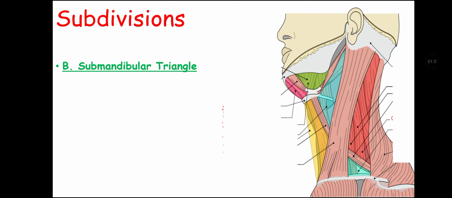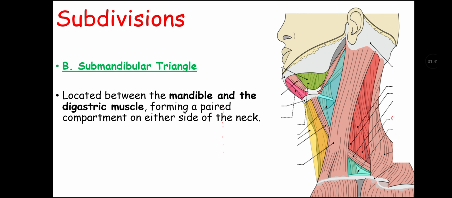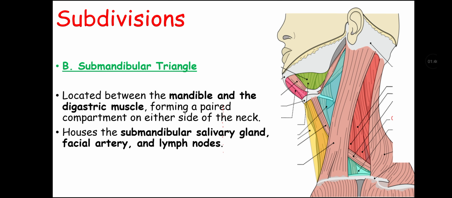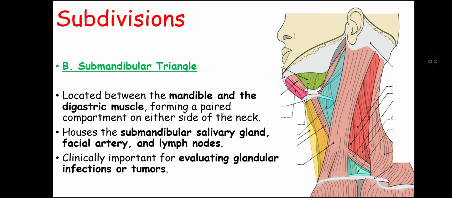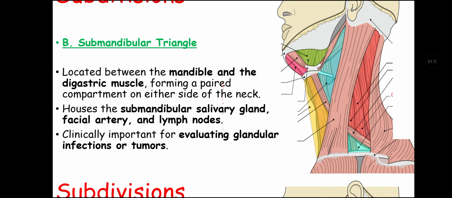Second subdivision of anterior triangle is submandibular triangle that is located between the mandible and digastric muscles, and it forms a paired compartment on either side of neck. It houses the submandibular salivary gland, facial artery and lymph nodes. It is clinically important for evaluating glandular infections or tumors.